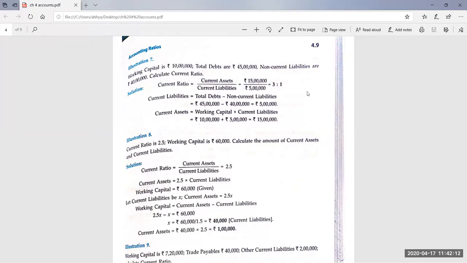Working capital 7,20,000. Trade payables 40,000. Other current liabilities 2 lakh. Calculate current ratio. So here working capital is given and two parts of current liabilities are given. Current liability as a whole is not given. Two parts are given individually. So to find out current liabilities, you have to add up the individual parts.